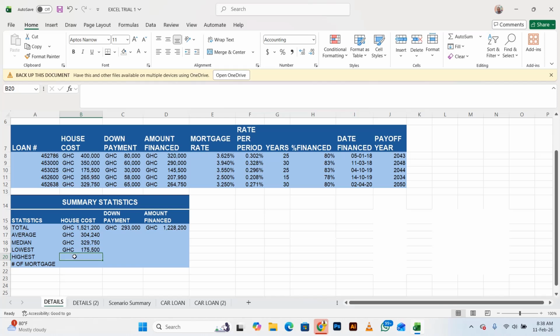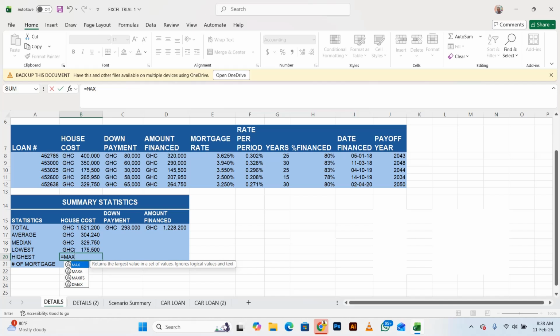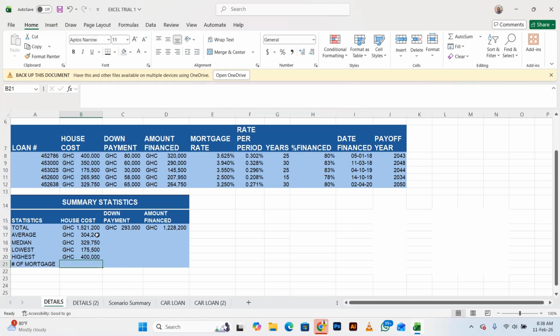You come to the highest. So if this is minimum, highest will be what? Maximum. So equal to maximum, and then you select it, and then you pick the same range again. Enter. So after you are done, you can just take your time, drag all of them here, drag this one to here, drag this one to here, and then you are done. You understand? So after that, you come here for the number of mortgages.